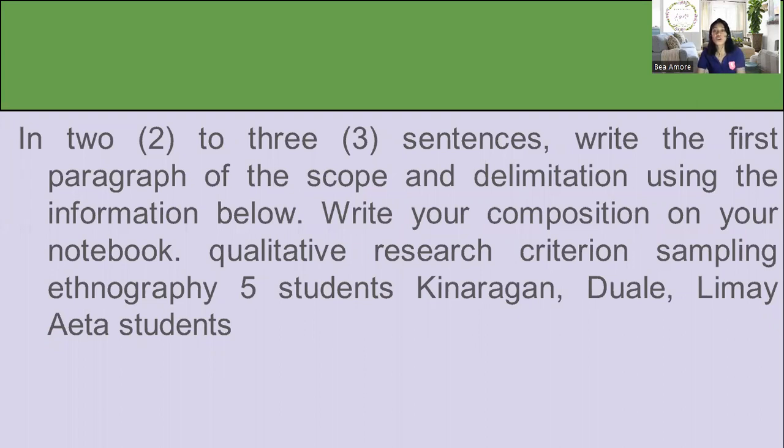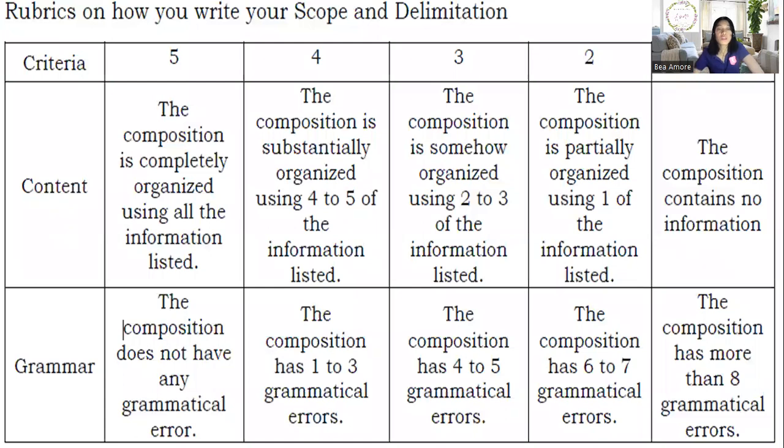So, in 2 to 3 sentences, write the first paragraph of the scope and delimitation using the information below. Write your composition on your notebook: qualitative research, criterion sampling, ethnography of 5 students in Kinaragan, Duale, Limay, and Aita students. A qualitative research with criterion sampling with ethnography with 5 students at Kinaragan and at Duale, Limay with Aita students. So write your scope and delimitation.